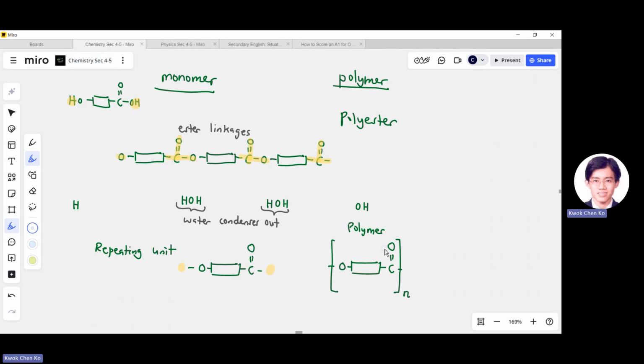Let me emphasize, look at your question. Do they want you to draw the monomer or one repeating unit, or do they want you to draw the polymer? The patterns are all slightly different. So there's a polyester.